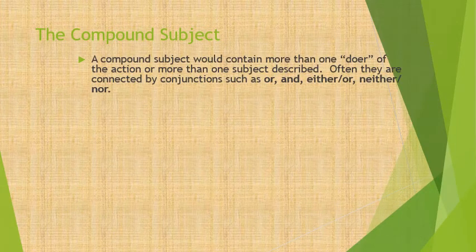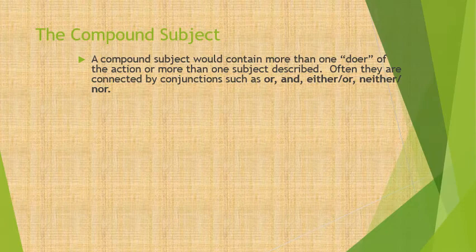A compound subject would contain more than one doer of the action or more than one subject described. This means that if I have two or more subjects in a sentence doing an action, then these subjects are considered as compound subject. And if I have two or more subjects in a sentence being described, then I have a compound subject as well.